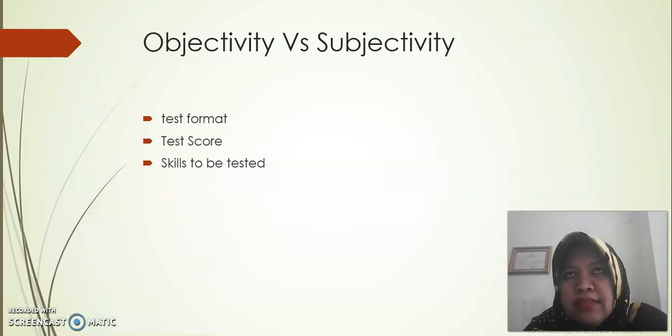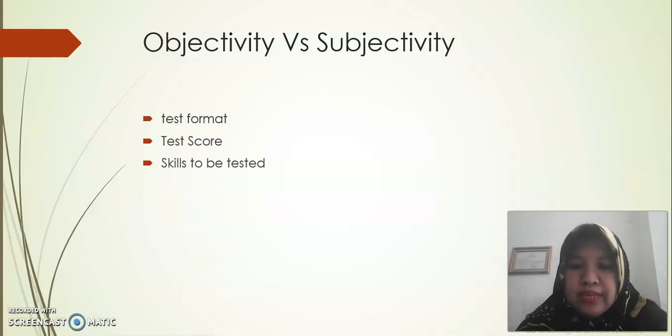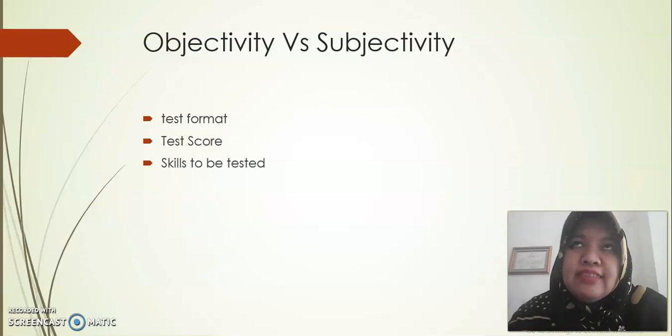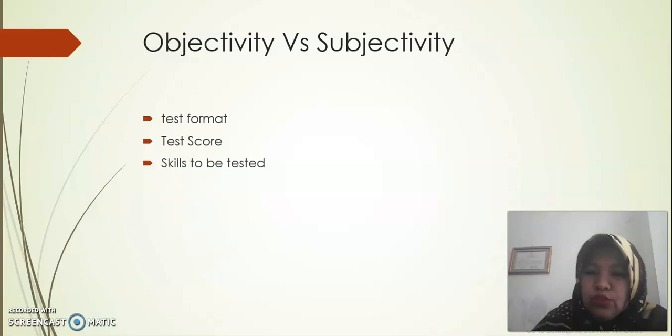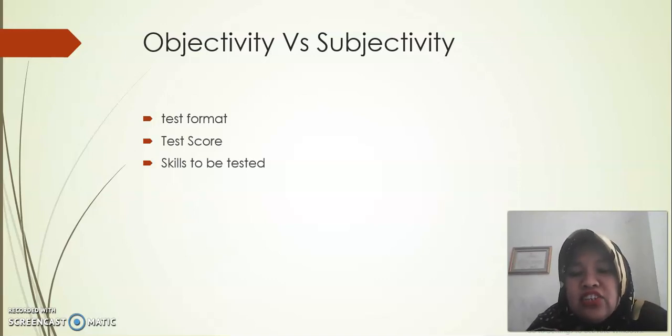Because a subjective test is relatively subjective, the way to score it is based on a rubric. A rubric is a kind of standard which consists of some criteria to score the subjective test. Why do we need such criteria, such a guideline? Because there is no single correct answer in a subjective test.